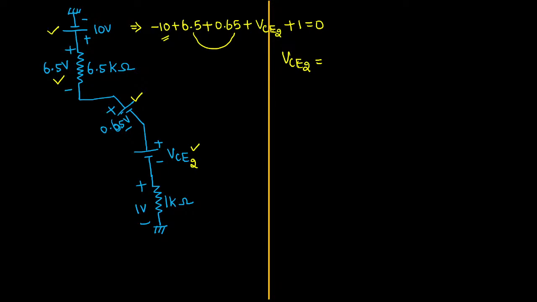So 8.15 minus 10, if you put, it will become 1.85. So that is correct only. There is no mistake in our calculation. This is the collector to emitter voltage of the second transistor. Okay, fine sir. Now the next thing is the collector to emitter voltage of the first transistor. How can I identify, sir? Think again, apply your mind.